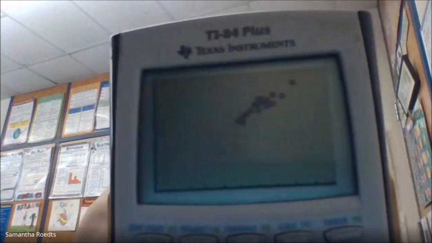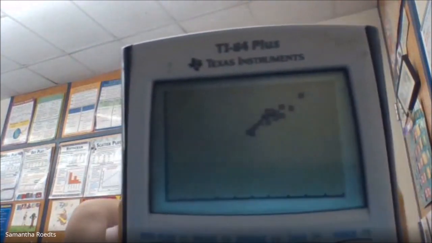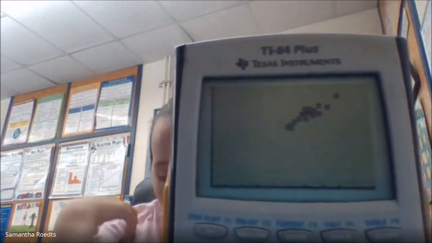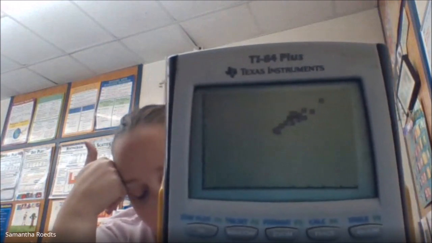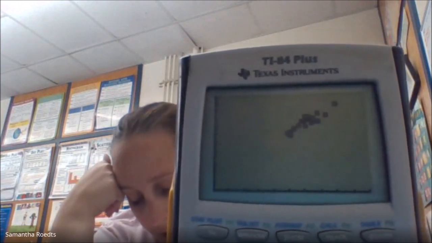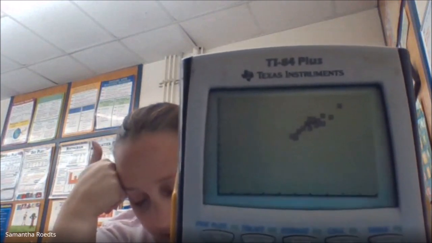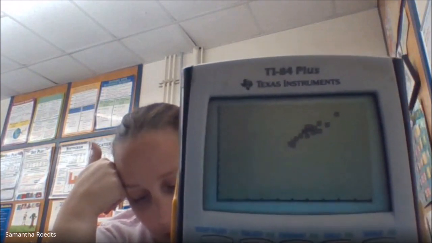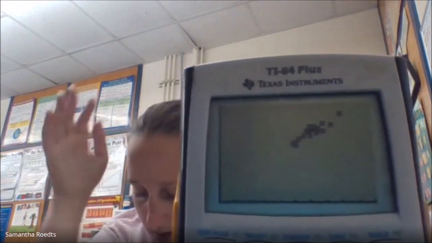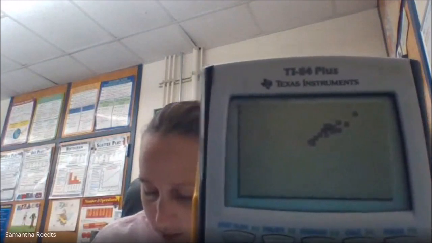Now I hit graph. Now look at that. Okay, so there's my lovely little graph. Of course this is a scatter plot. Of course you can change this and make it bigger and all of that stuff. So you just have to go back to that window and basically recalculate.